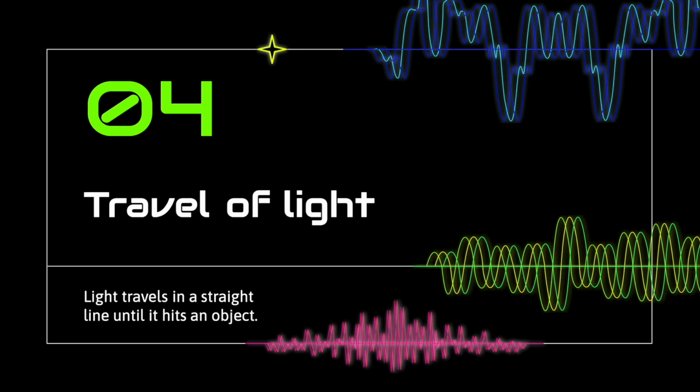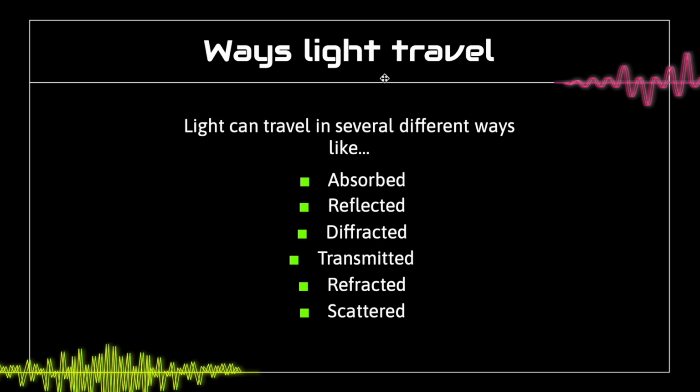Then we have the travel of light. Light can travel in a straight line until it hits an object. Ways light travels: light can travel in several different ways, like being absorbed. It can be reflected, diffracted, transmitted, refracted, and scattered.